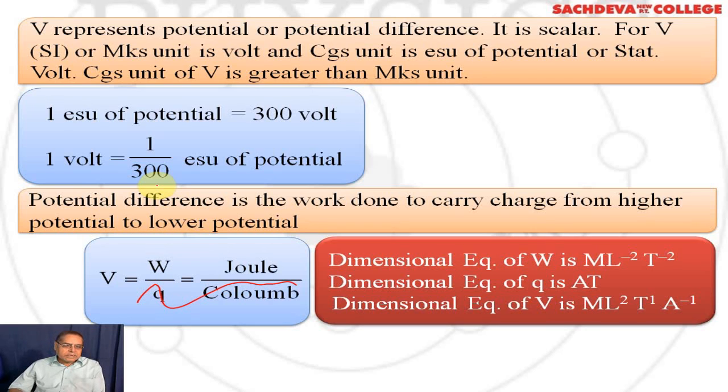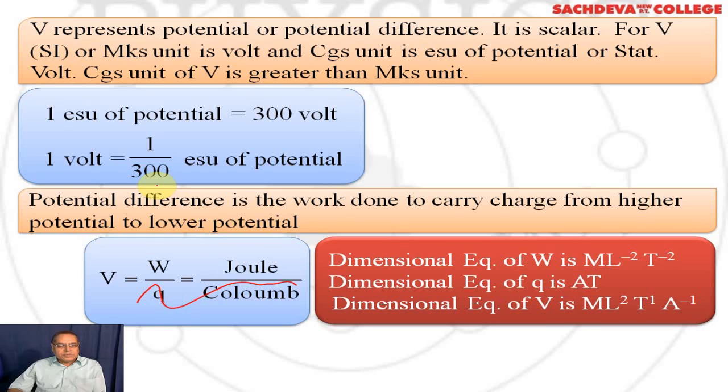Now potential difference can be calculated by the formula W over Q, where W stands for work done and Q stands for charge. Work is expressed in joule, charge is represented in coulomb. In order to estimate the dimensional equation of potential, we must know the dimensional equation of work and the dimensional equation of charge. For work, the dimensional equation is ML^2 T^-2. The dimensional equation of Q is A into T, where A stands for ampere and T stands for time. The reason is that Q is current into time.